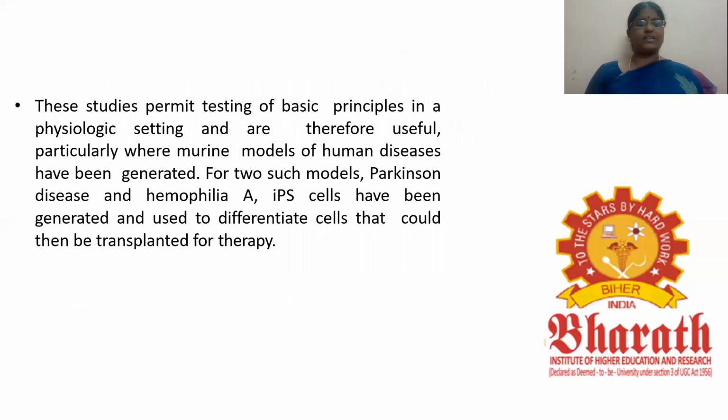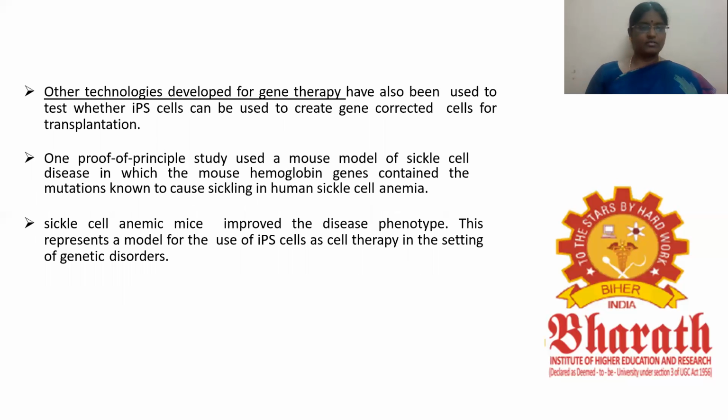So these studies permit testing of basic principles in a physiologic setting and therefore conclude that murine models of human diseases can also be generated by using these embryonic stem cells. For two such models, Parkinson's disease and hemophilia A, we can use induced pluripotent stem cells which have been generated, and they are used to differentiate cells that could be transplanted for gene therapy techniques. So by using these induced pluripotent stem cells, other technologies can also be developed for gene therapy.